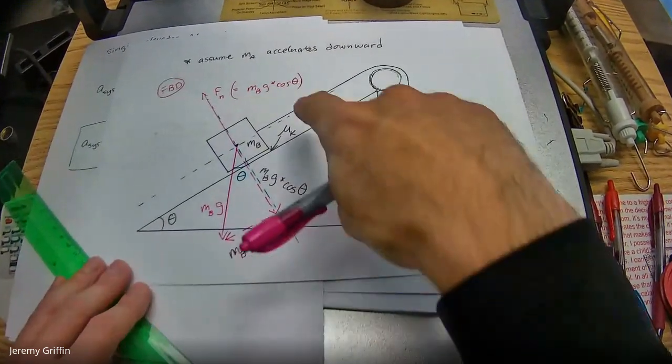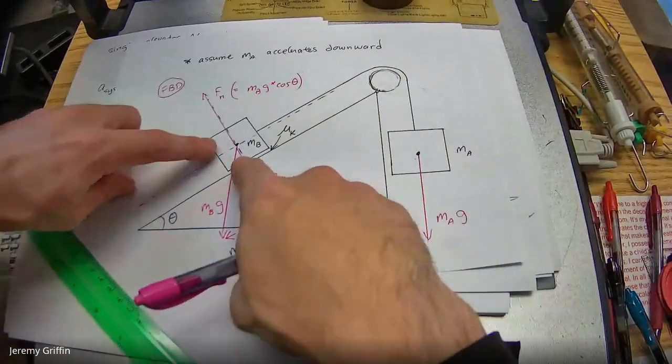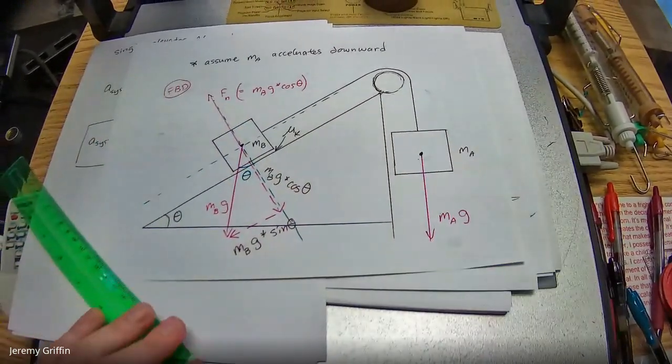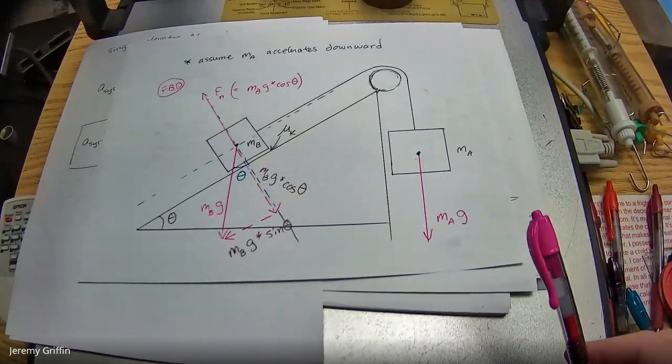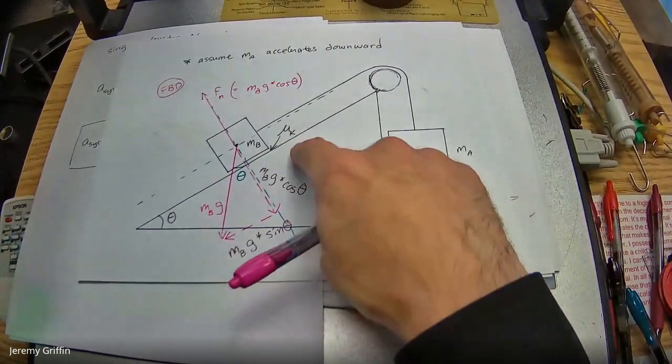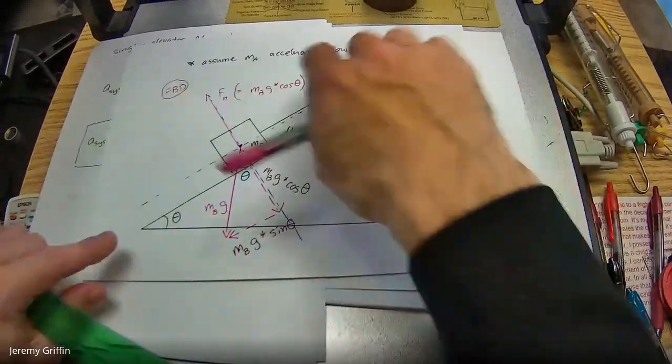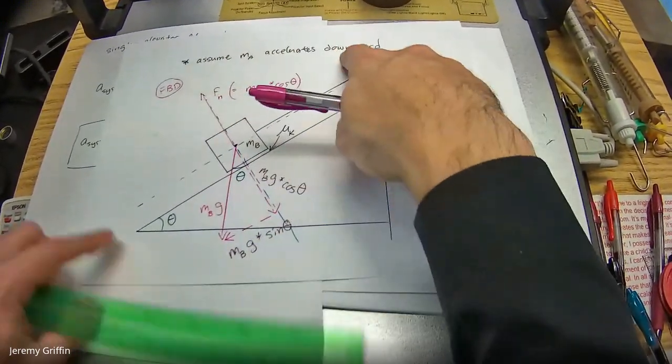As long as the string's pulling horizontally, then that would be true, that these two balance out. And finally, there's one more force I have to put on here. Which force is that? Friction, because I told you there's a coefficient of friction here. And here's where this assumption comes in.